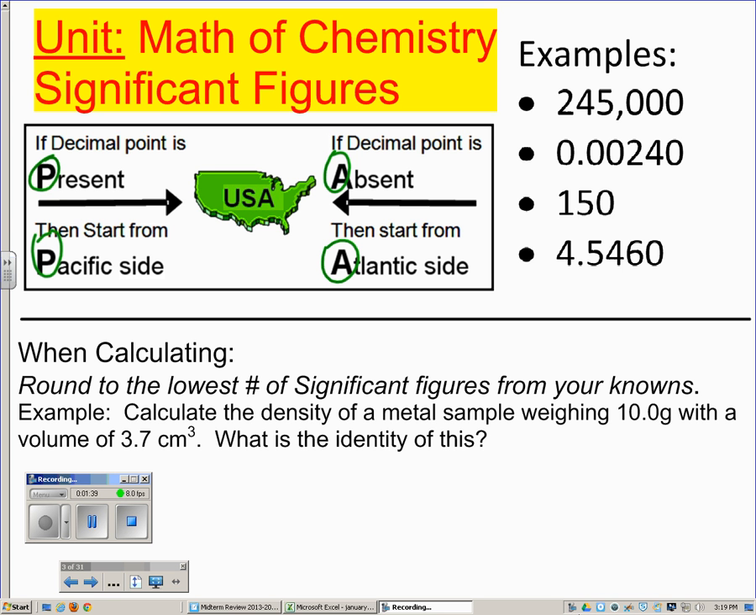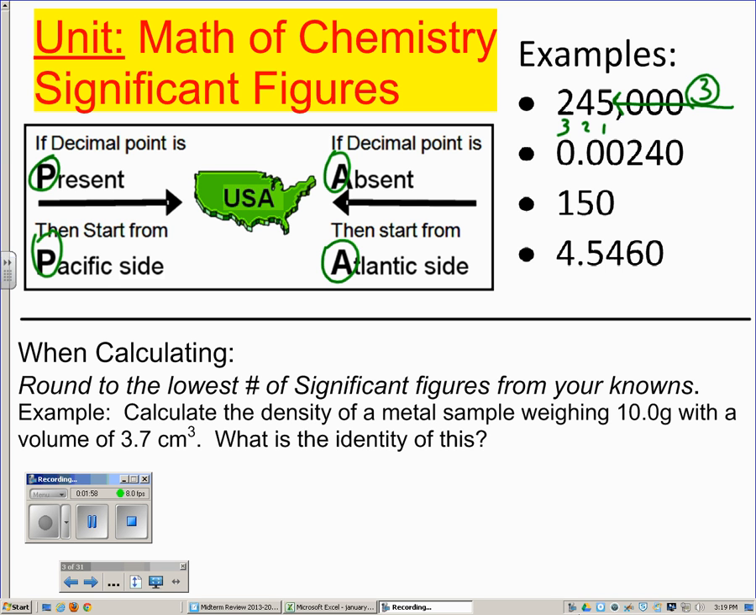Let's look at the examples. In this first example, there's no decimal. Go to the Atlantic side. Go in till you find a number that's not a 0. Every number thereafter you count, 1, 2, 3, is significant. So there are 3 significant figures.